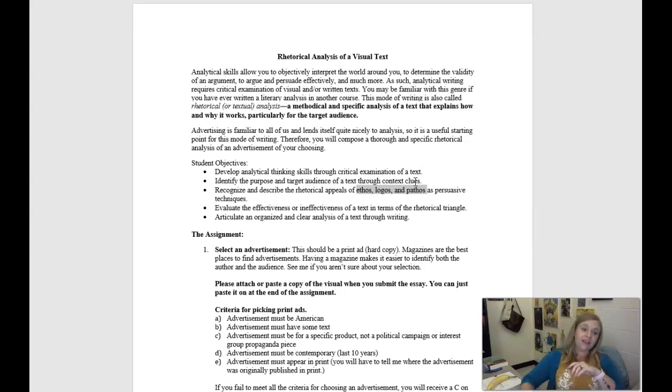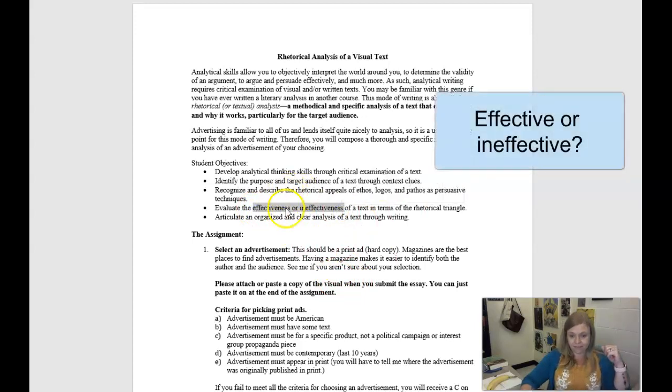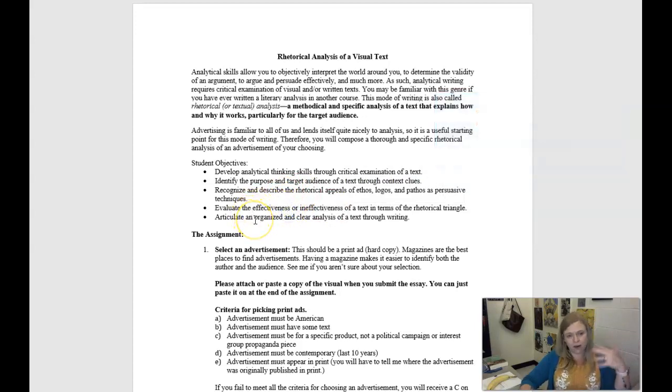And then I'm going to give you your thesis right now. You're going to die. No, you're not. It's great. So you're going to tell me whether the ad is effective or ineffective, and that's it. Okay? And then I say articulate an organized and clear analysis. Well, I'm going to help you organize it pretty much. So basically, the thing that you can get hit pretty hard on is your analysis itself. But hopefully, we'll have that done.